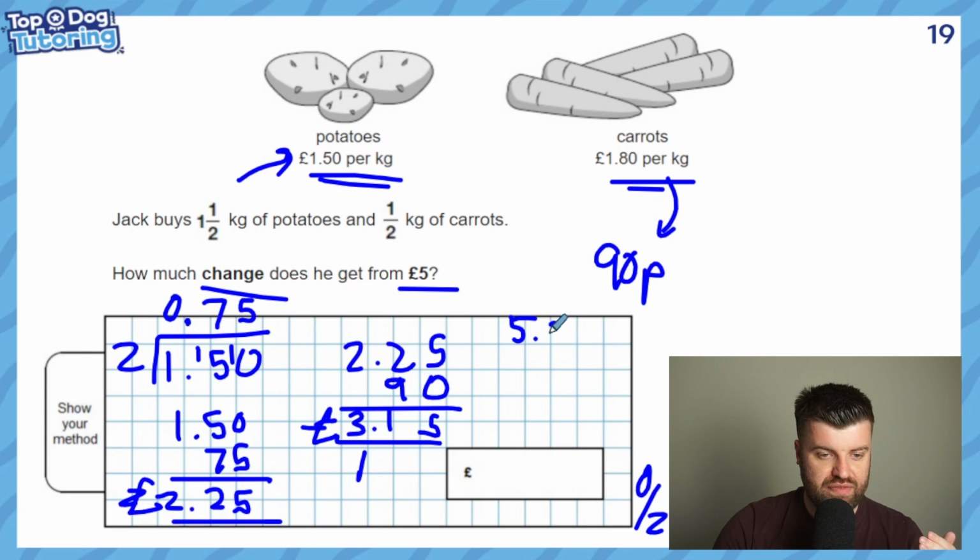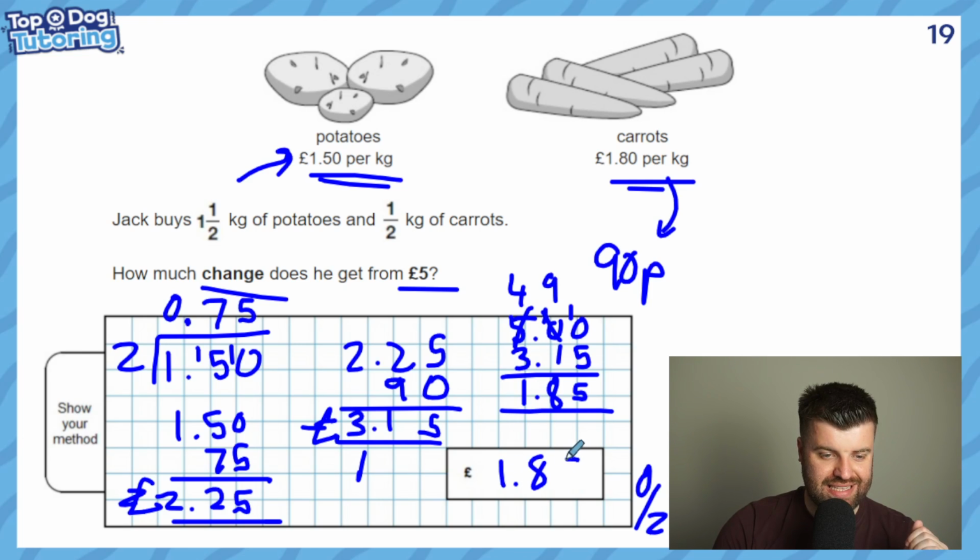So we can take 5, which is £5 with 2 zeros, 3.15, and we can subtract. The reason this tricks a lot of people is because we have 0 take away 5, people just put 5, 0 take away 1, people just put 1. No, we have to exchange here. Get some 10s here, exchange again to get some 1s. 10 take away 5 is 5, 9 take away 1 is 8. Put the decimal in and whack a 1 down, £1.85 change.